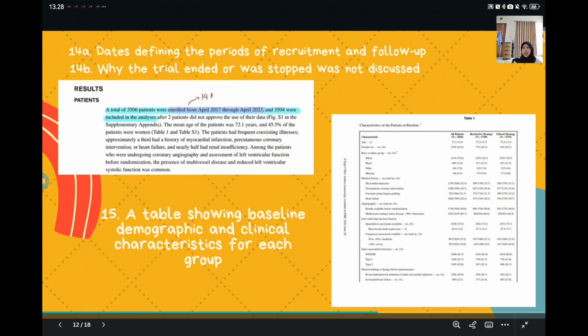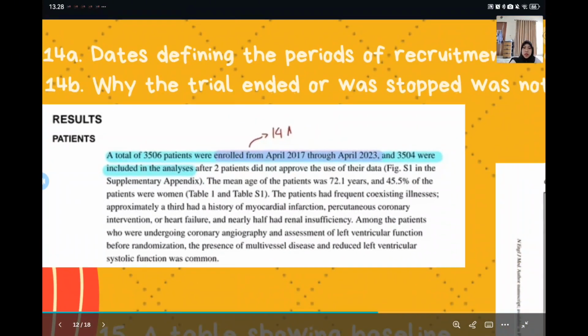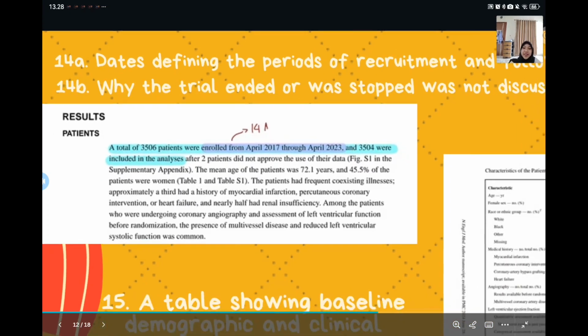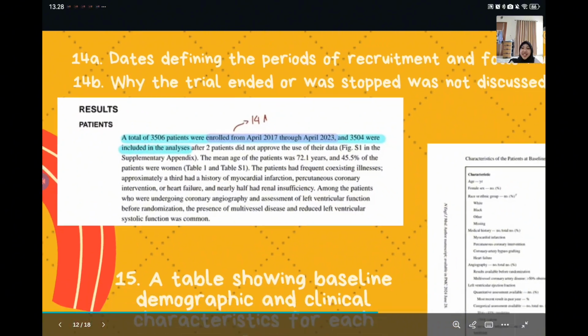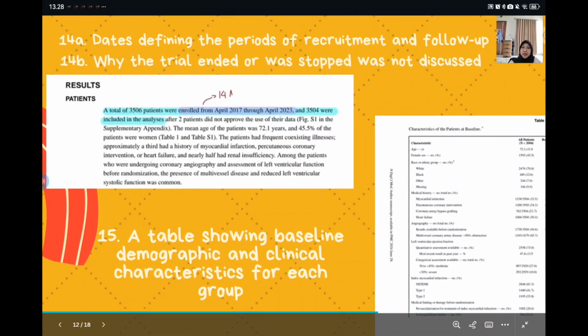Next, 14A, dates defining the periods of recruitment and follow-up. It mentioned here enrolled from April 2017 through April 2023, and that is enough for the 14A. And the 14B, why the trial ended or was stopped, was not discussed.